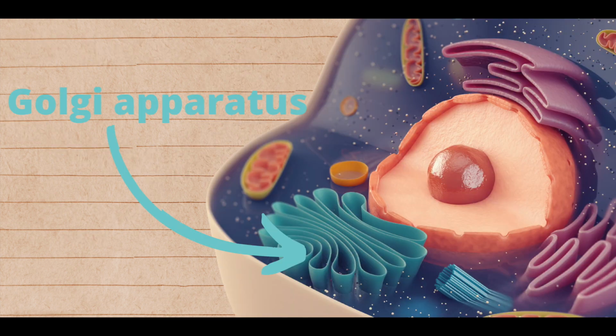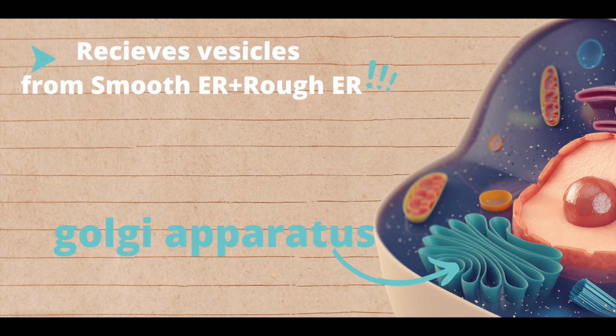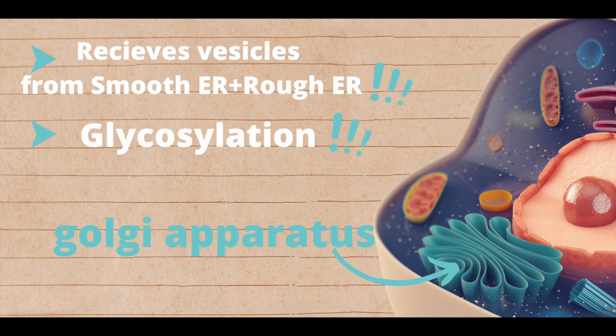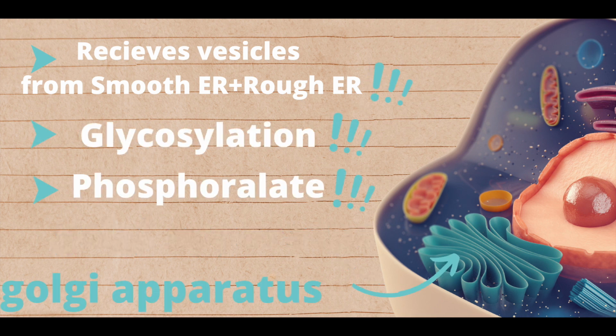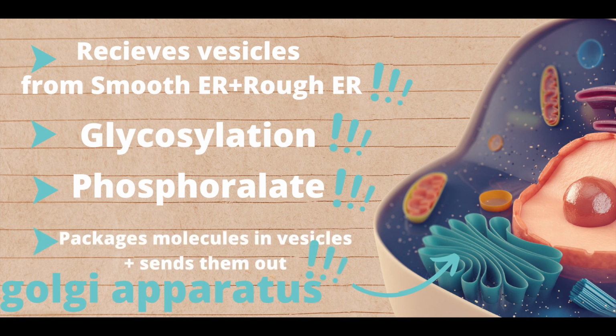The Golgi apparatus, first off, it receives vesicles from the smooth ER and the rough ER. And remember, what's coming out of the smooth ER is the lipids, and what's coming out of the rough ER are the proteins. So proteins and lipids are being delivered to the Golgi apparatus. Here, the Golgi apparatus modifies these proteins and lipids using processes like glycosylation and phosphorylation. So once it does this, it packs them up into vesicles, both the protein and the lipids, and it sends them off where they need to go.